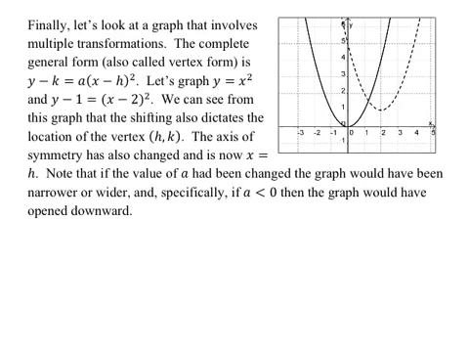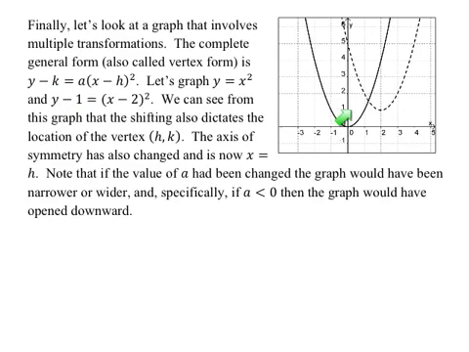Now finally here, let's look at a graph that involves multiple transformations. And what we'll notice is that the complete form, which is really also called the vertex form from earlier, is y minus k equals a times the quantity x minus h squared. Now, let's graph y equals x squared first, as this curve right here. And then what we're going to notice is this is y minus 1 equals the quantity x minus 2 squared. And we'll notice that this negative 1 here indicates that this is k. k is really 1. Remember, it's y minus k. So k is 1. It means take it and vertically shift it up 1.